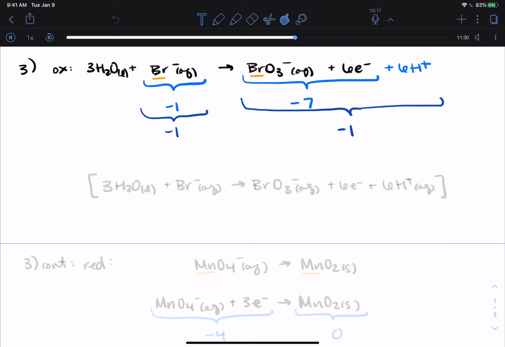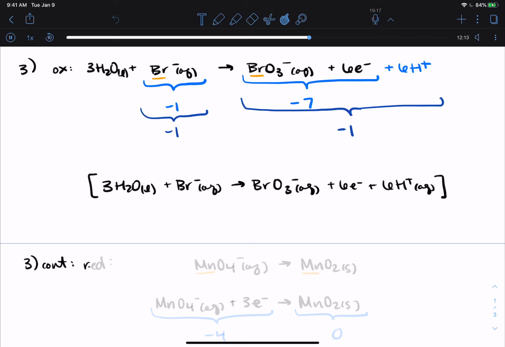Okay, so there's a lot of stuff written on this. I'm going to rewrite this. My balanced oxidation half reaction is 3H2O liquid plus Br minus, turning into BrO3 minus, plus 6 electrons, plus 6 H plus. I'm going to put some brackets around this. So this is the entire oxidation half reaction. So I finished up step 3, but only for this half reaction. So step 3 continued.